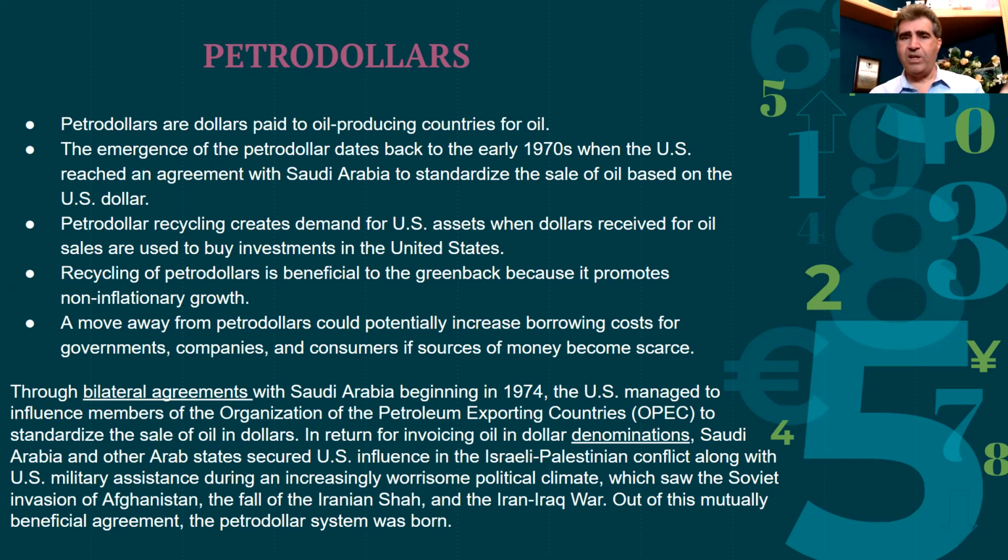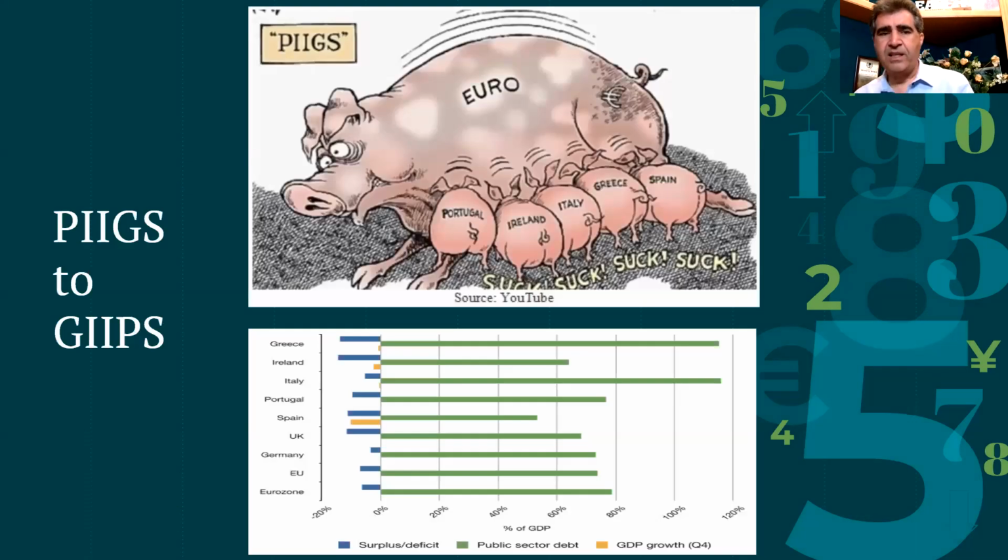And obviously at that time, in 1979, the Soviet Union invaded Afghanistan. Iran had the fall of the Shah and the revolution. And then you had the Iran-Iraq war. All of these are very much related to each other, and that's how the petrodollar was created.